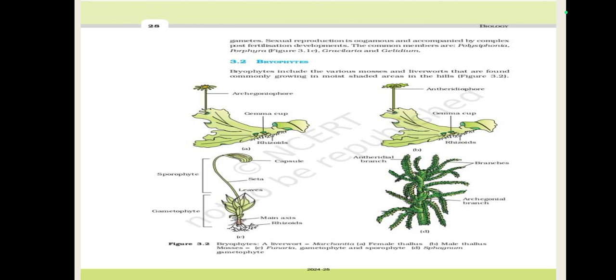First, liverworts. Marchantia: A is female thallus, B is male thallus. Mosses: Funaria, gametophyte and sporophyte. D is Sphagnum gametophyte.